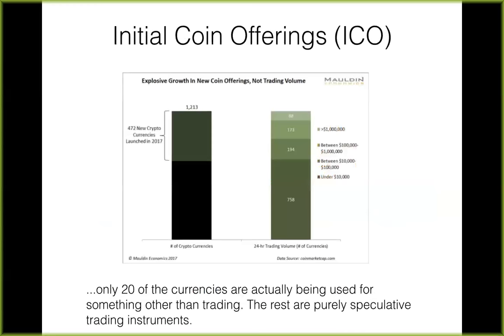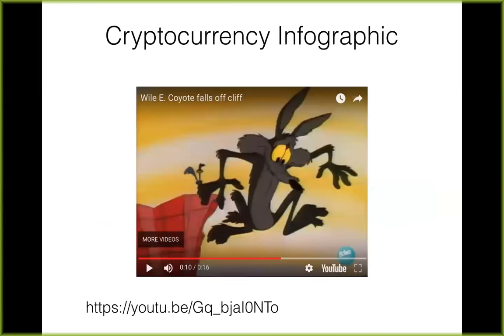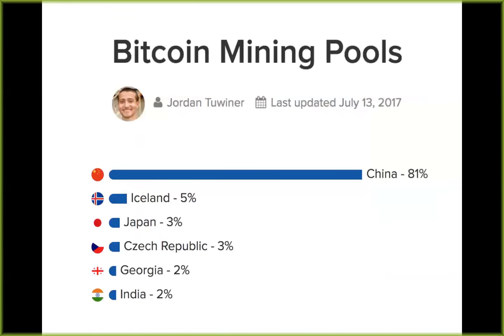Not that anyone's actually going to use it for any purpose. So here's the video to explain it. You've seen this one. Wile E. Coyote runs off a cliff. He doesn't fall until he looks down. And that's where all the Bitcoin investors have been since December.